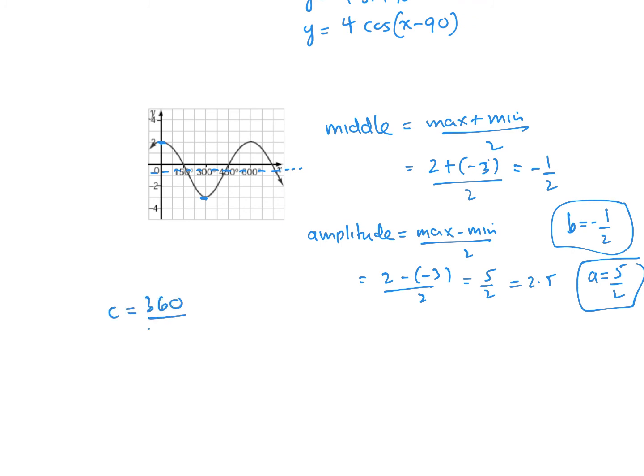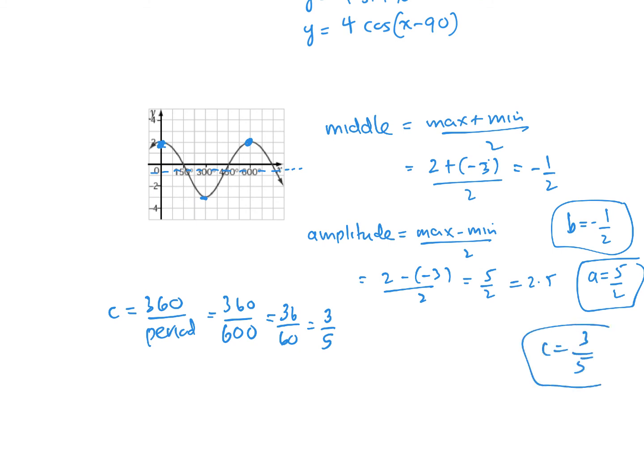C is 360 divided by the period. So the period of this graph, let's go top to top. So it looks like it is 600 is the period. I might just reduce that. So reduce by 10 and then reduce by 6. Actually, I can reduce by 12. So that would reduce to 3 over 5. So C is 3 over 5.